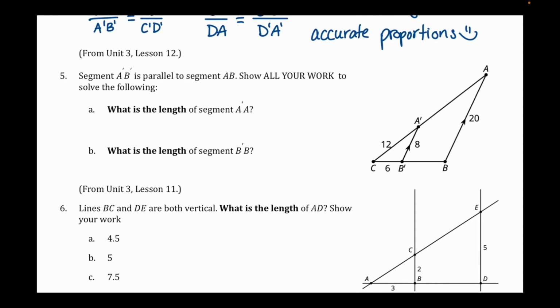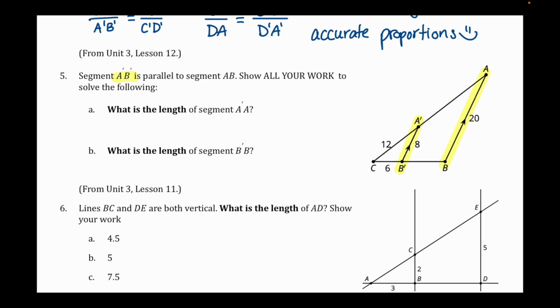That brings us to question 5. We have segment A prime B prime right here, which is parallel to AB. So I have my 2 parallel pieces. We want to show all of our work to solve the following. So those are my 2 parallel ones. They want to know what is the length of segment A prime to A and B prime to B.